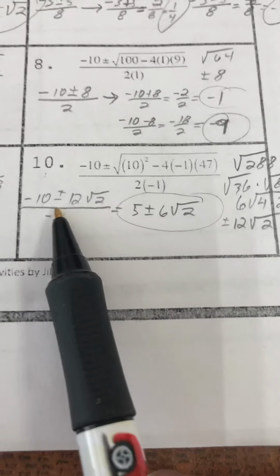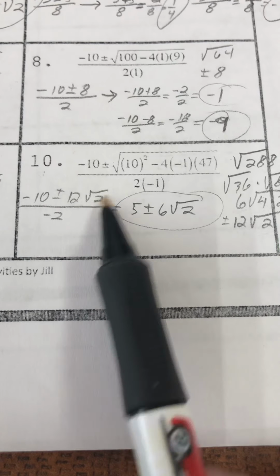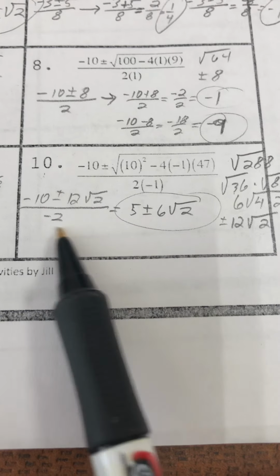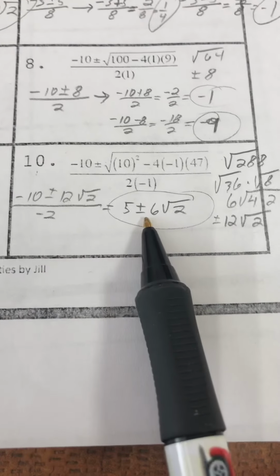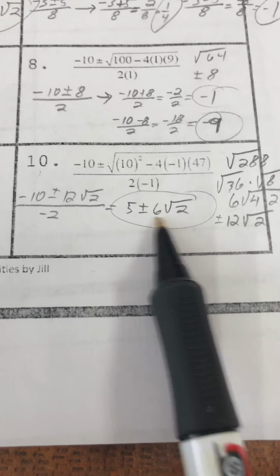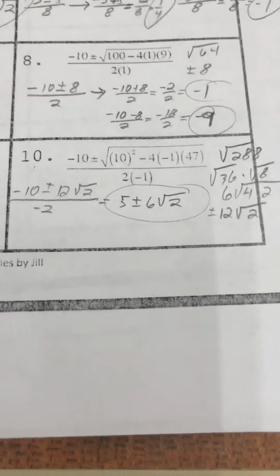So with that in mind, I have negative 10 plus or minus 12 square root of 2, then over negative 2. This one I just divided everything by negative 2, and it took me straight to 5 plus or minus 6 square root of 2.